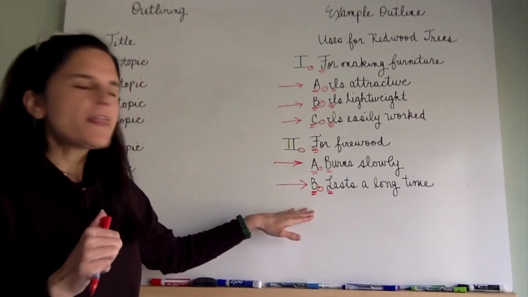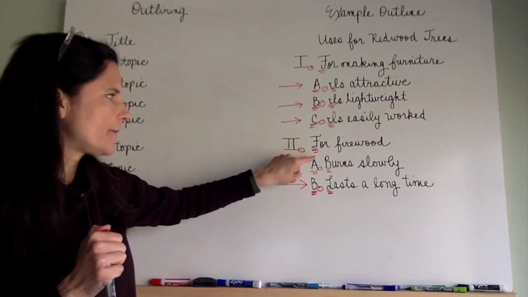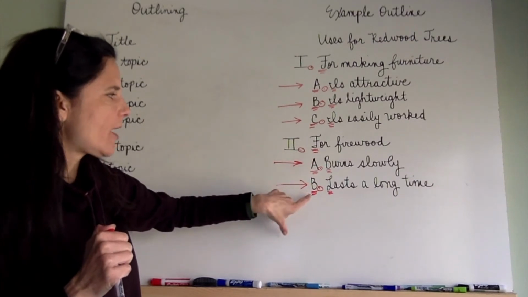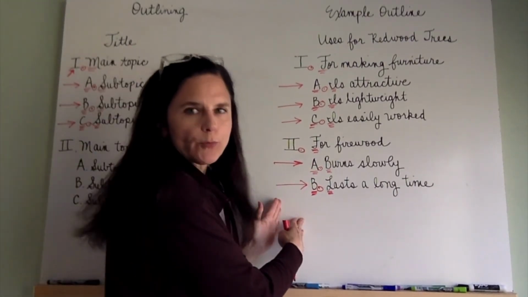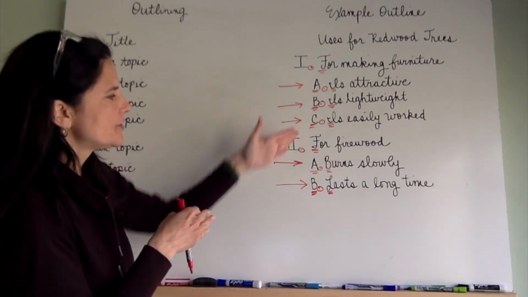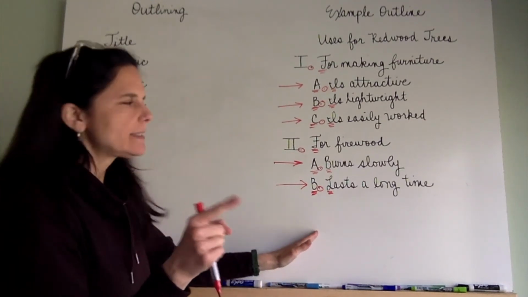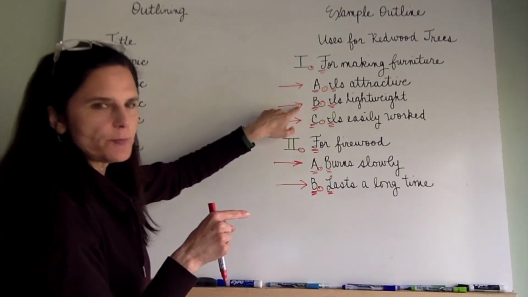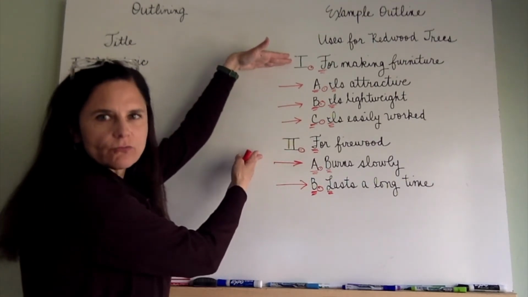Now, it may be that that's all I have to say about the reasons that redwood trees are good for firewood. I don't have to have a C. It's not necessary. I could then move on into Roman numeral 3 if I wanted to. Just because I have A, B, and C here doesn't mean I have to have A, B, and C here. The rule is, if I have an A, I have to have a B. If I have an A, I have to have a B. If I have a 1, I have to have a 2.